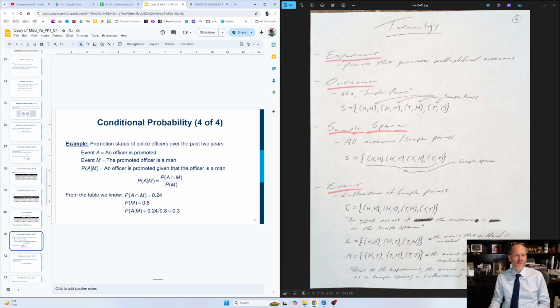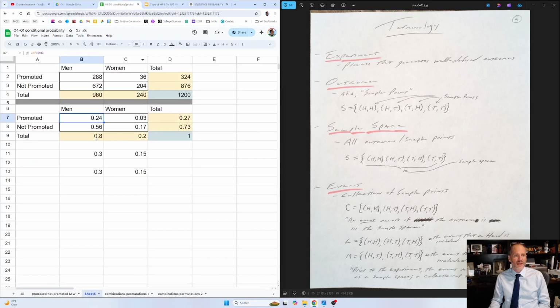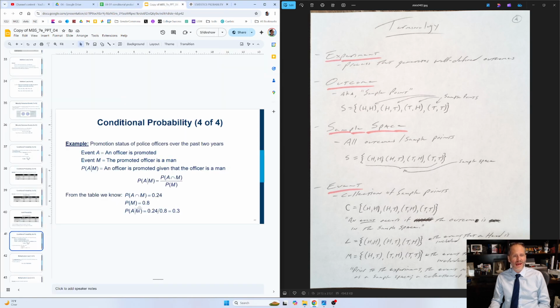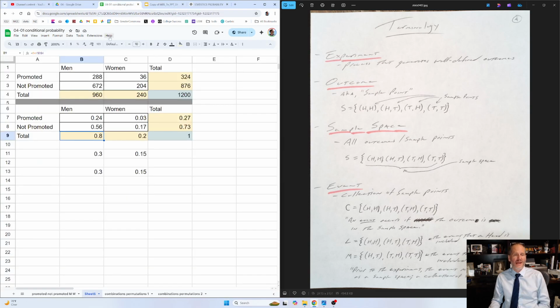And then the probability of being a man is 0.8. And so we have 0.24 over 0.8. This is the probability of being a man in the department. And so we have 0.3. The main thing we're learning here is conditional probability, and it's this formula here. But you learn that intuitively by just looking at this data. Well, what percentage of men are promoted? That's 288 over 960. That's exactly what we did, 0.24 over 0.8, where it's the probability of being a man and being promoted, and the probability of being a man in this department.